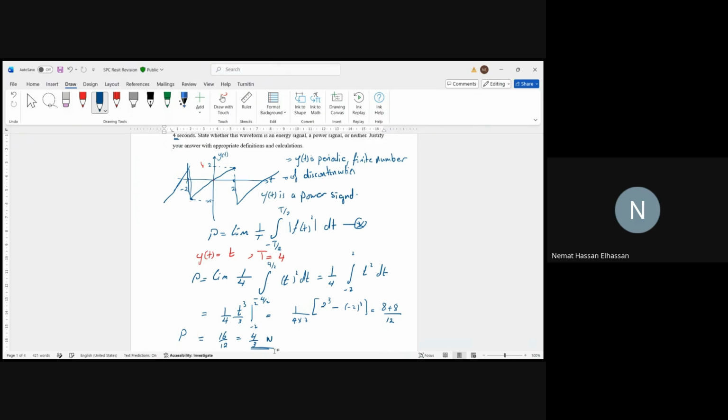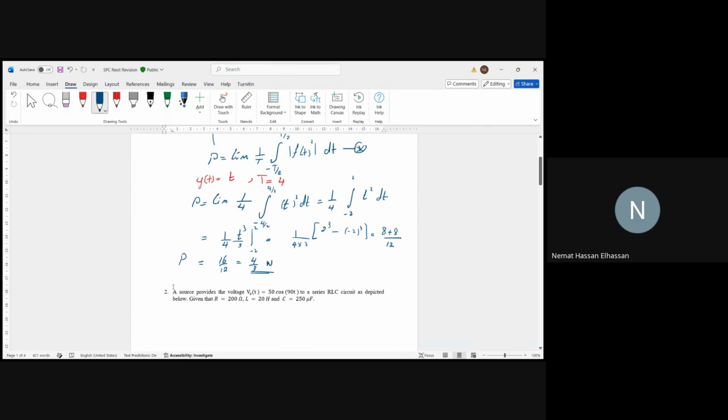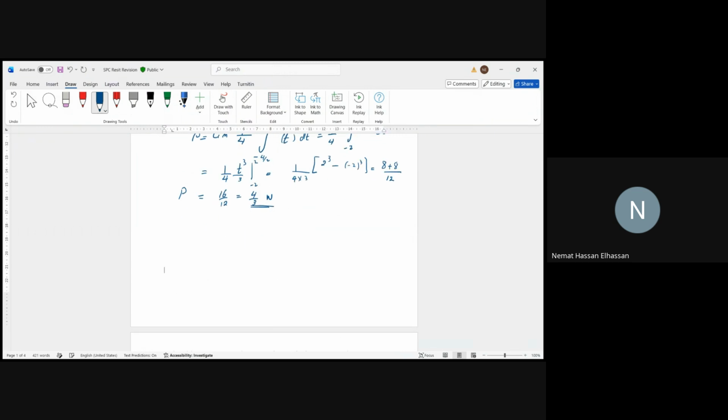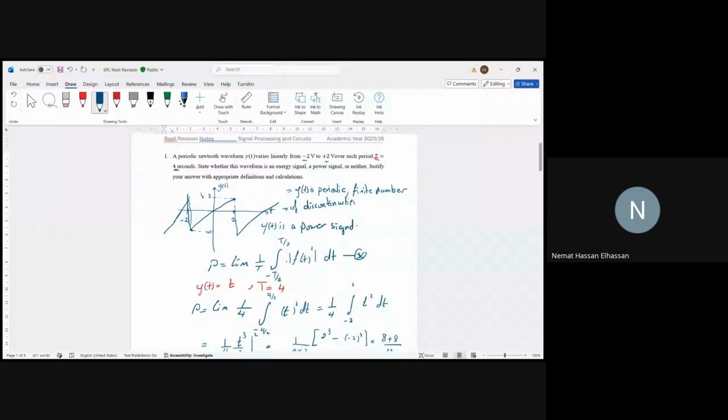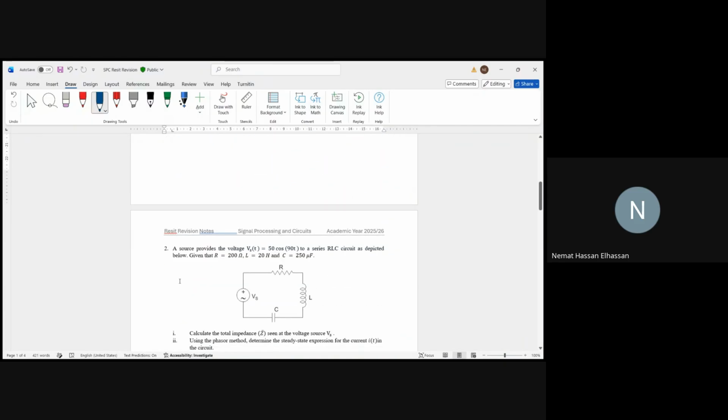So this is the answer for question 1. All you have to do is evaluate the power using the power formula and then substitute the value of your function f of t, which in our case is y of t. So now let's move on to question number 2.